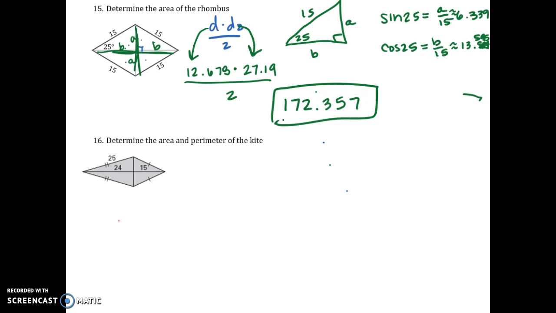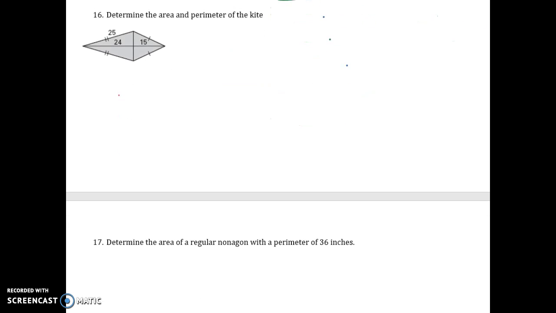All right, let's continue on with number 16. Find the area and the perimeter of the kite. So with this kite, remember that kites, like rhombi, have a right angle here in the middle, but all the triangles are not the same. Now this triangle is the same as that one, and that one is the same as that one. So we can do Pythagorean theorem to find our diagonals. This diagonal, which we can call diagonal 1 if we want, would be 15 plus 24, which is 39. But we do have to do Pythagorean theorem to find diagonal 2.